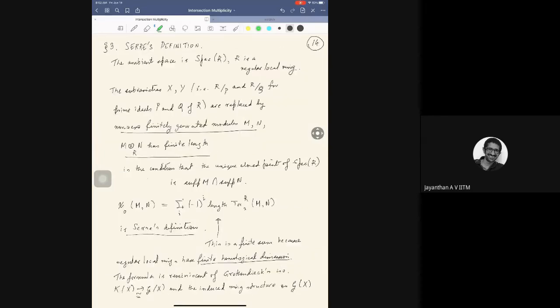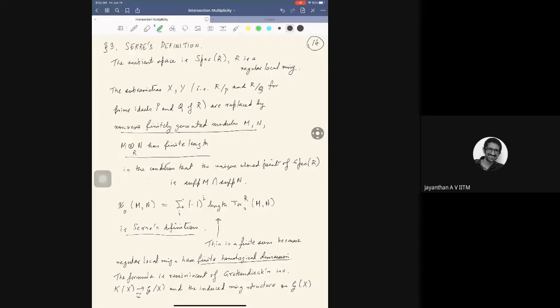So let's go, we're entering the 1960s era now. So we have Serre's definition. Serre abandons the geometric situation, leaves power series rings over a field, and goes to arbitrary regular local rings, which are the next best thing. Then you have subvarieties. Well, he works with modules. So subvarieties are replaced by modules.